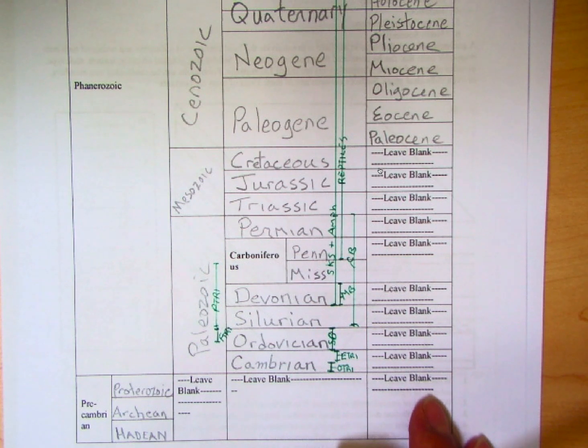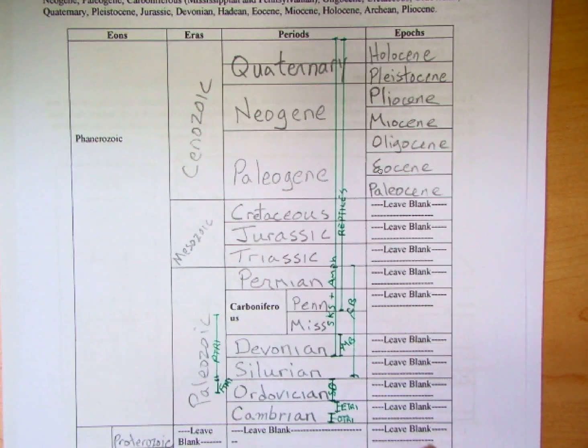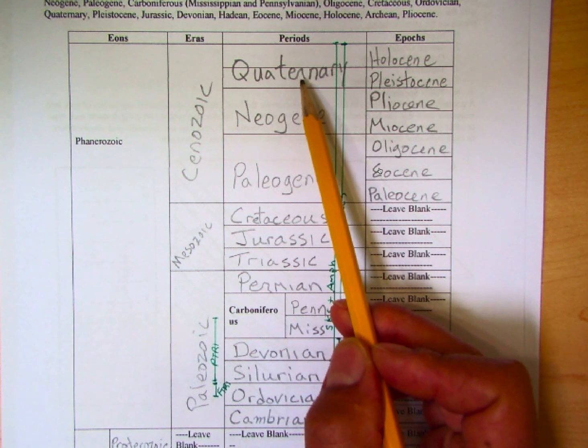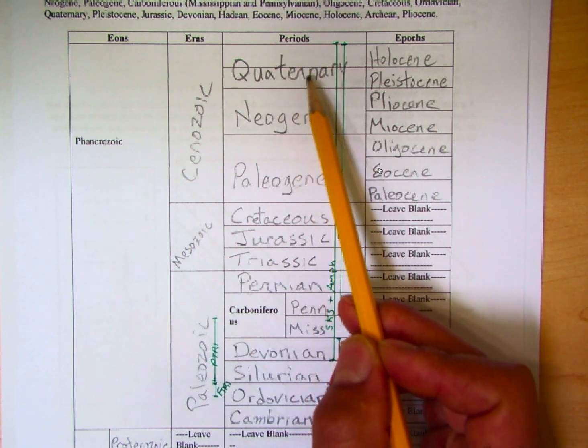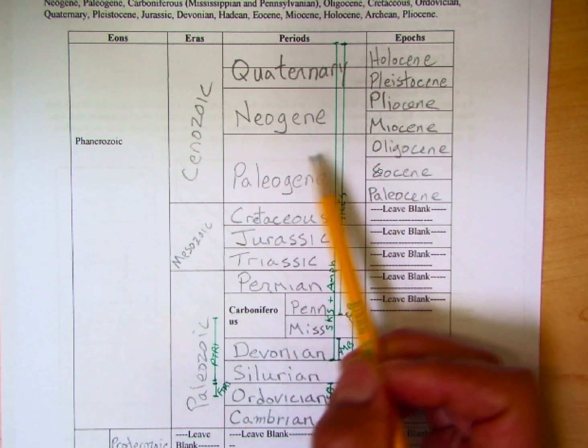And so here I've written it out for you. Again, you can look it up in your book or online. One thing I want to point out here is for the Cenozoic, there's really only 3 periods. I have an extra space in here. So the Quaternary is really this whole time right here. It includes the Pleistocene and the Holocene epochs. So you'll want to fill these out.